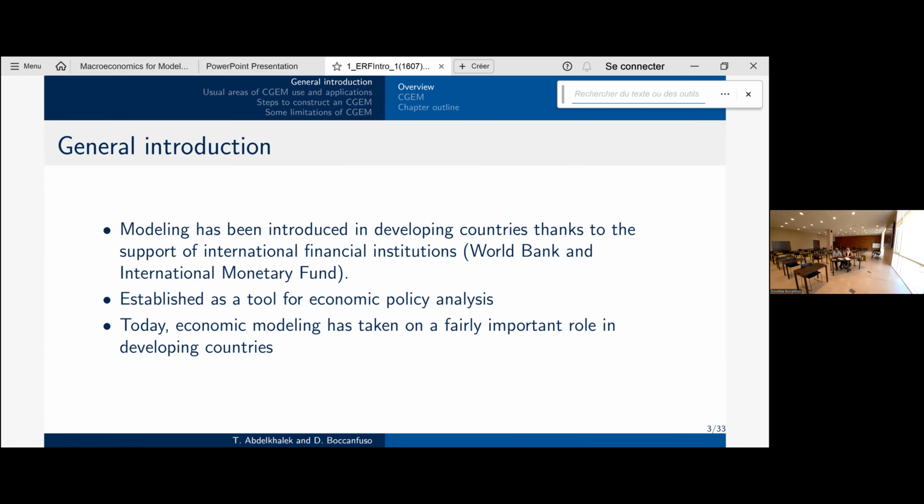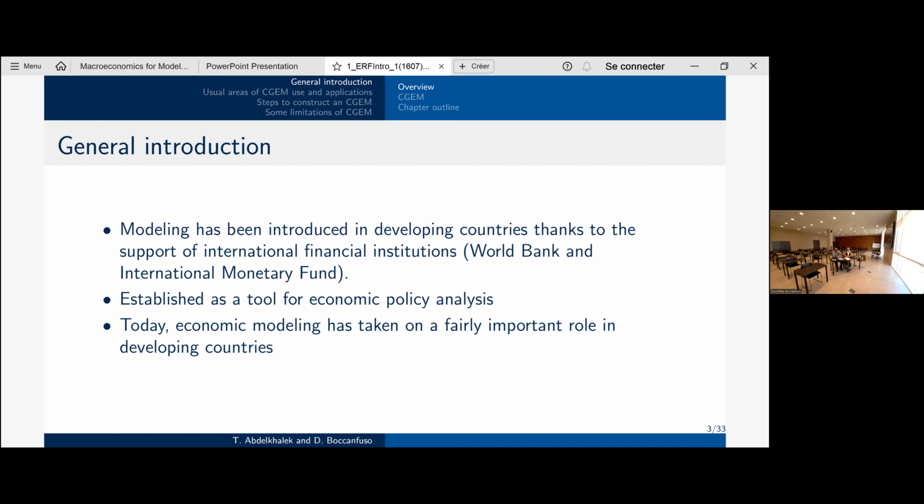So, in many countries, modeling in general has been introduced in developing countries, like our countries, by the international institutions, mainly the World Bank and the International Monetary Fund. And from that, these tools coming step by step are very important tools for economic policy analysis. And today, we have many CGE modelings constructed in our countries. As you said before, many of you are working in a CGE department or Ministry of Finance, planning institution.